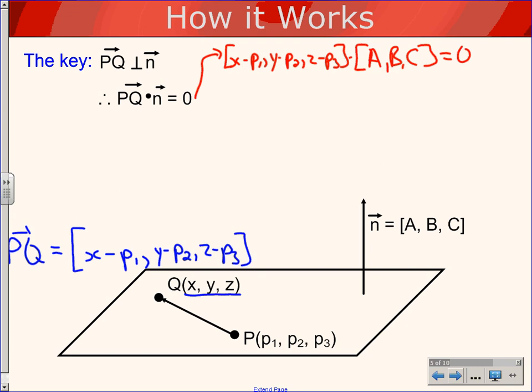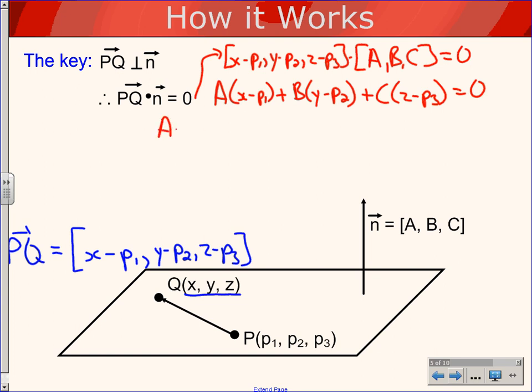There's our equation. Now I need to multiply it a little bit. It's going to be a times (x minus p1) plus b times (y minus p2) plus c times (z minus p3), and that's all equal to 0. I'll expand. I'm a little short on space. Sorry about that.